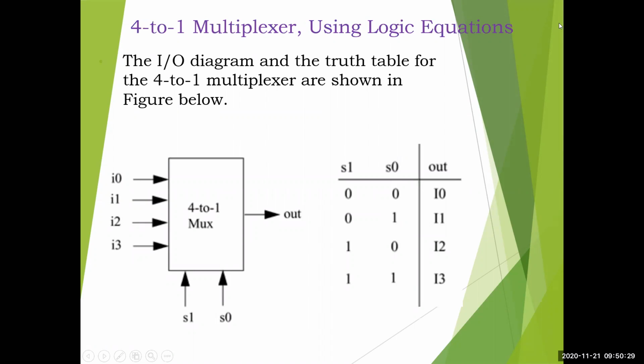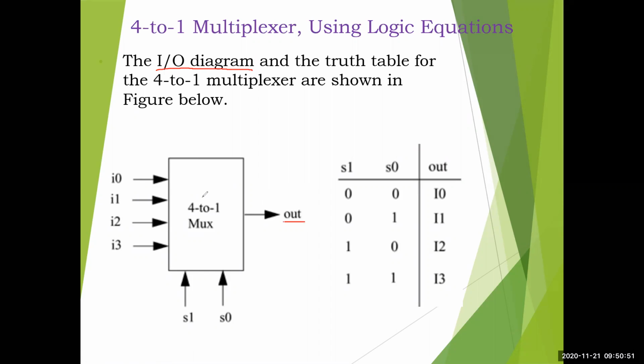So, 4 to 1 multiplexer using logic equation. As I told you, the very first step is the IO diagram. You don't need to memorize it. So write the IO port diagram, or it is called a logic symbol. What is a 4 to 1 mux? Its output is only one. It should select among multiple input lines based on the select lines.